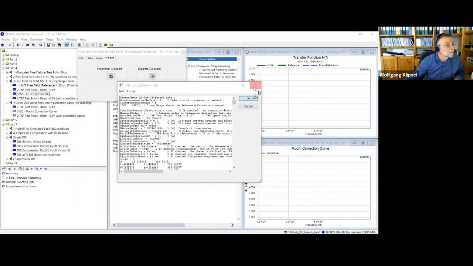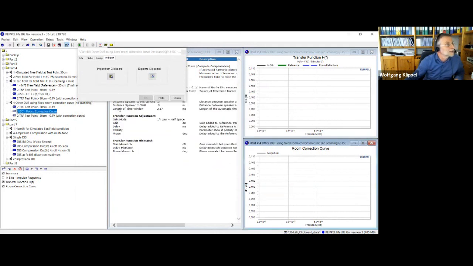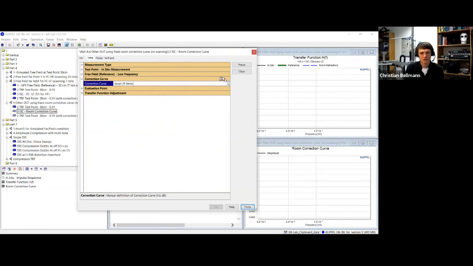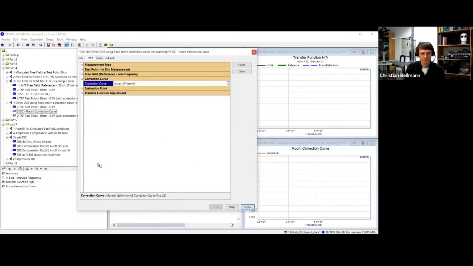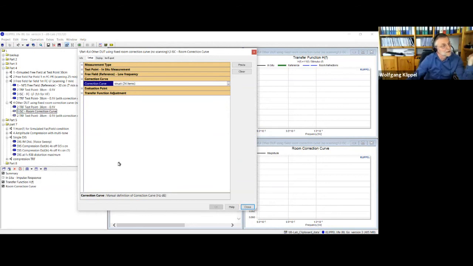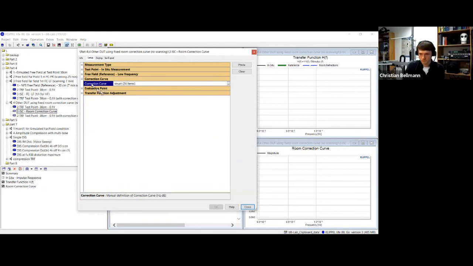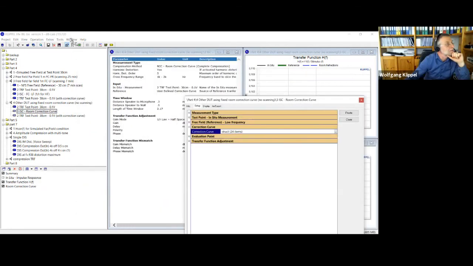Now we go to that setup. Yeah, and now you can paste it here. Okay, now we have it. But in a normal case, Christian, you would always have the same room correction curve here in this operation. So it would be part of the template, correct? Yes, right. So now I can press the button.